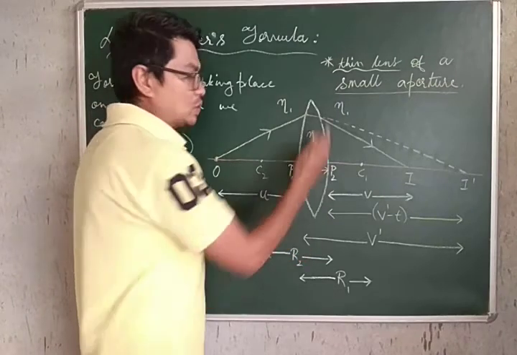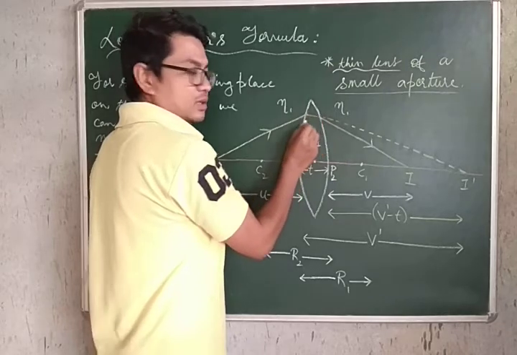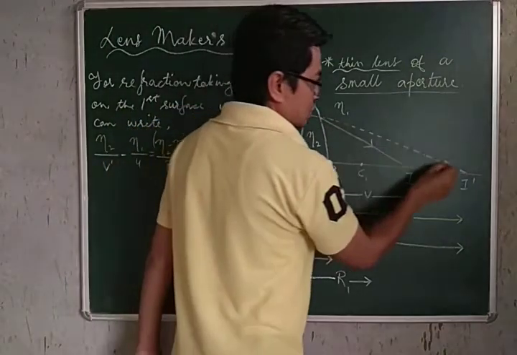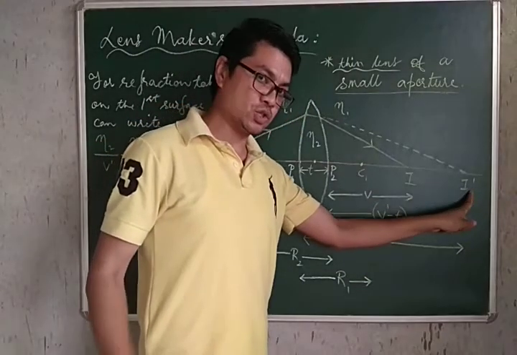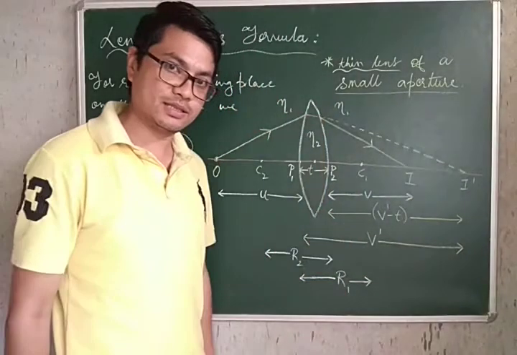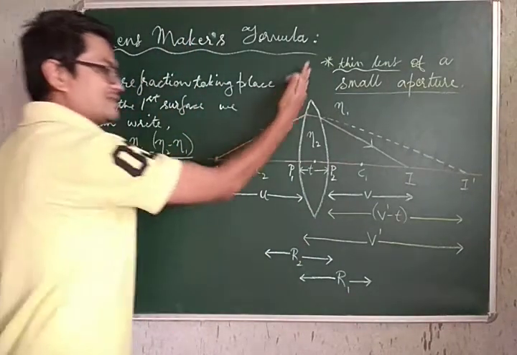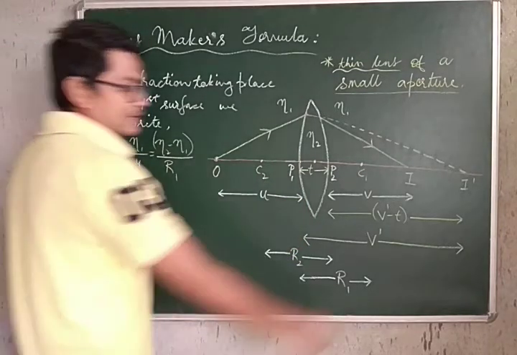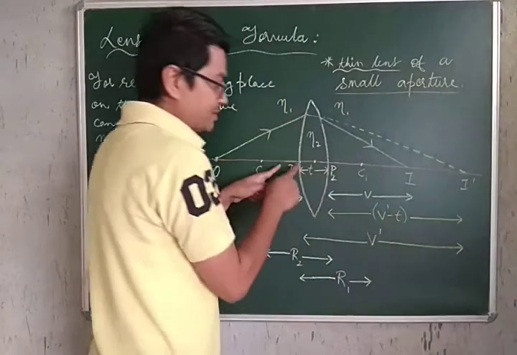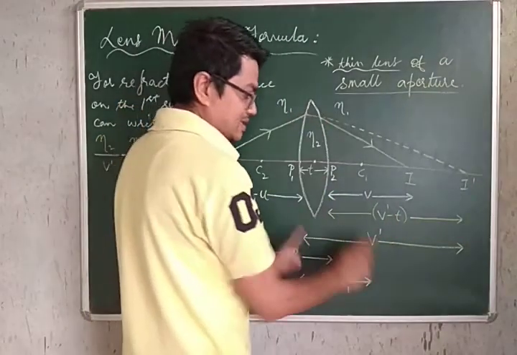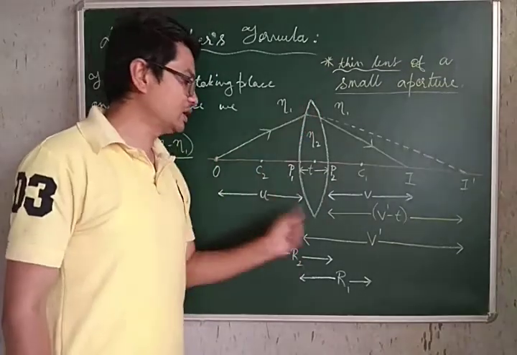Now if there was only the first surface of the lens, so to say there was no second surface of the lens, then of course the ray would refract and an image I dash would be formed over here. So we would get an image I dash if there was no second surface of the lens. Alright, so for refraction taking place on the first surface of the lens, I dash is the image, and you can see the distance of I dash from the pole P1 of the first surface is V dash.